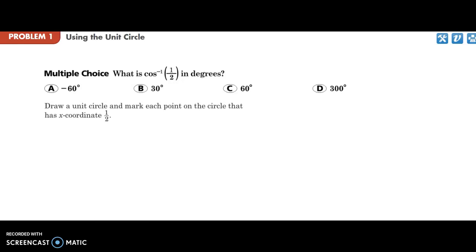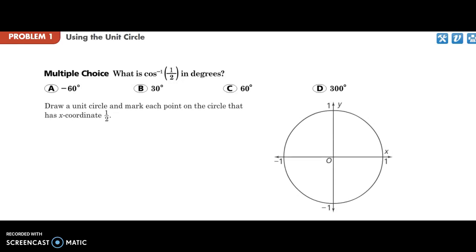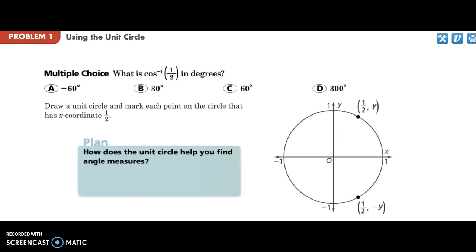First, draw a unit circle and mark each point on the circle that has x-coordinate 1/2. How does the unit circle help you find angle measures? The unit circle helps you recall the simplest domain values for a given trigonometric function.